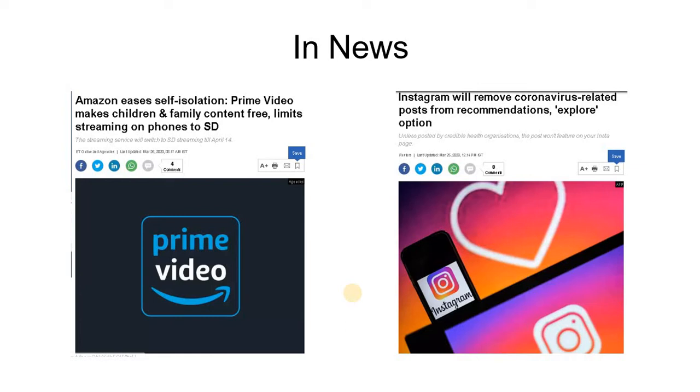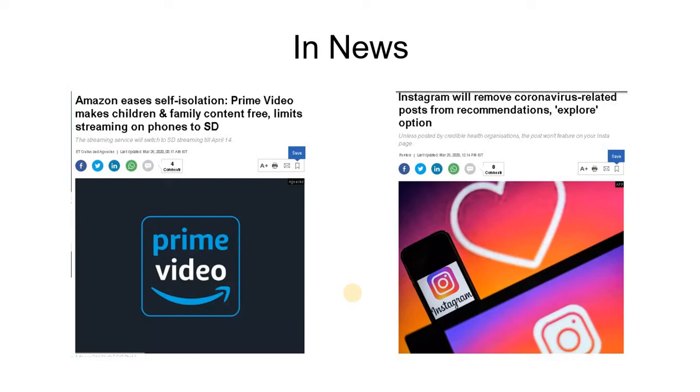Then we have Instagram, which will remove coronavirus related posts from recommendations and explore options. This is an initiative to fight the menace of fake news. Social media is flooded with fake news and people are going into panic mode. To fight this scourge, many social media giants are acting. Last week, Twitter announced that it will take down news related to coronavirus unless it comes from an authoritative handle.